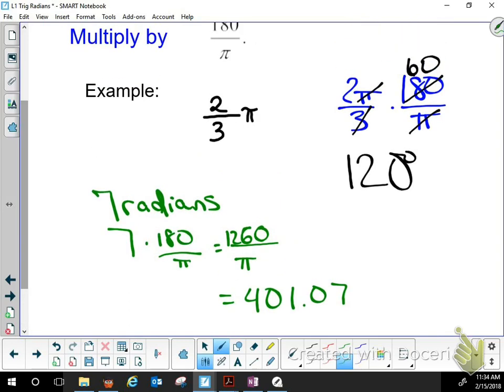When they turn out pretty, I want them pretty. Okay? So if it's something you can reduce, I need to get it. Why is it 120? I did 2 times 60 after I reduced my 3 and 180.